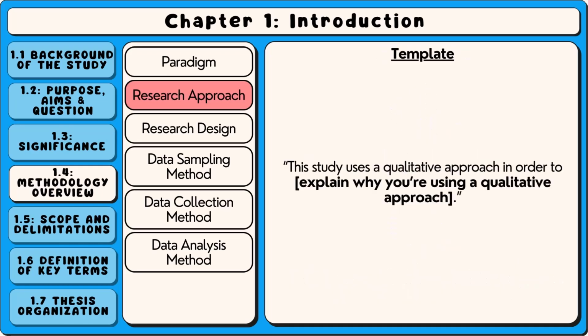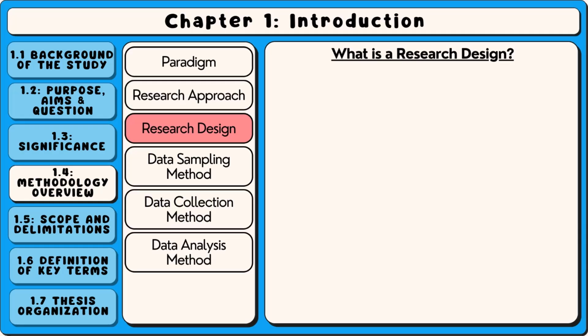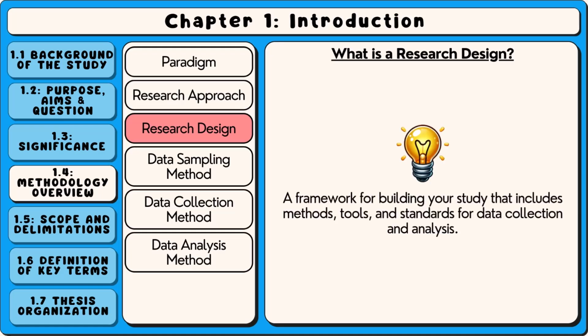Here's a template. This study uses a qualitative approach in order to, and then explain why you're using a qualitative approach. Looking at our sample piece, it says, this study uses a qualitative approach in order to achieve deep, contextualized, and nuanced insights about millennials' perceptions. Thirdly, we want to cover our research design. A research design is a framework for building your study that includes methods, tools, and standards for data collection and analysis.